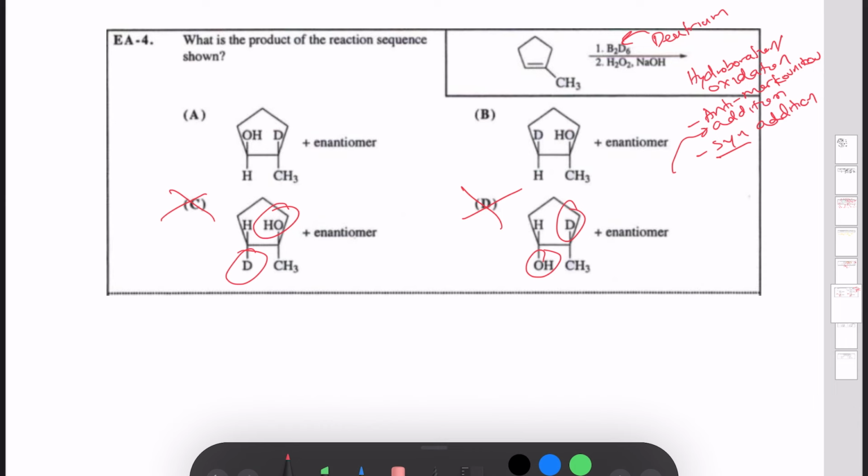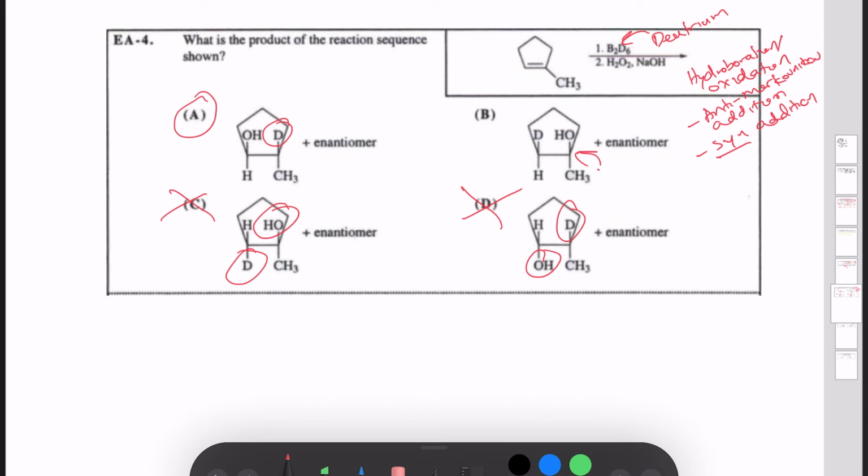This problem is nice because it's testing us on all the aspects of hydroboration oxidation. So since it's anti-Markovnikov, we're going to add that deuterium to the carbon that has the least number of hydrogens instead of the carbon that has the most number of hydrogens. So that means that we would end up with A as our final answer, because the deuterium is placed on the carbon which only had a CH3 before, it had no proton. So this is anti-Markovnikov addition.